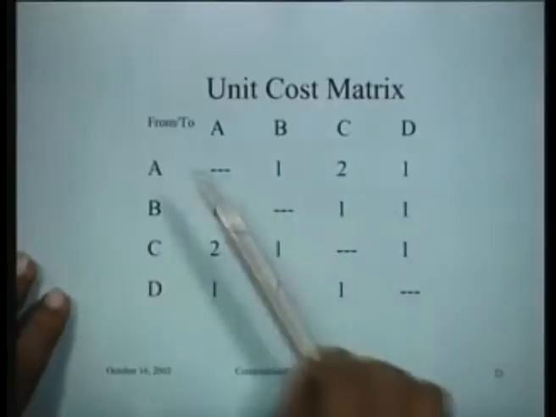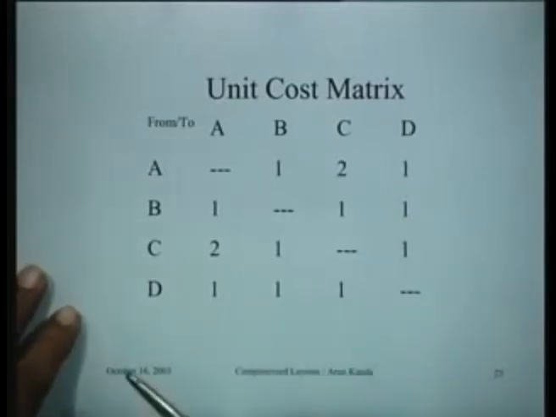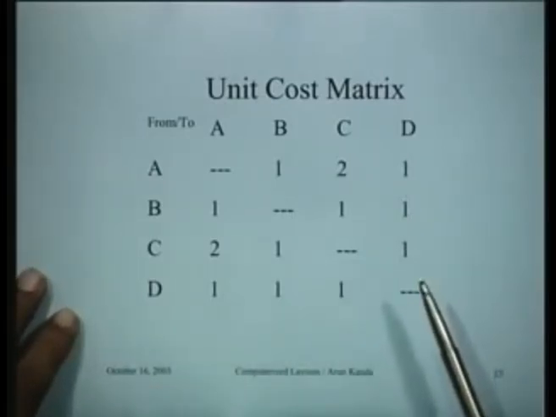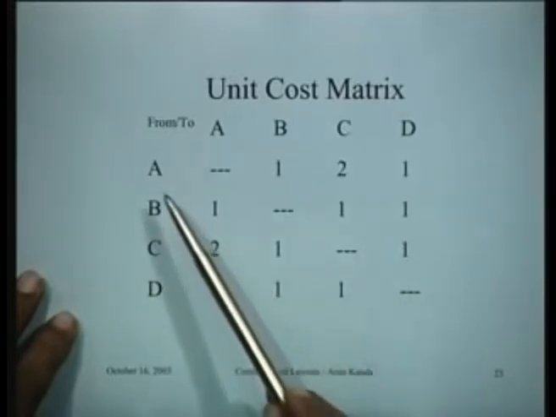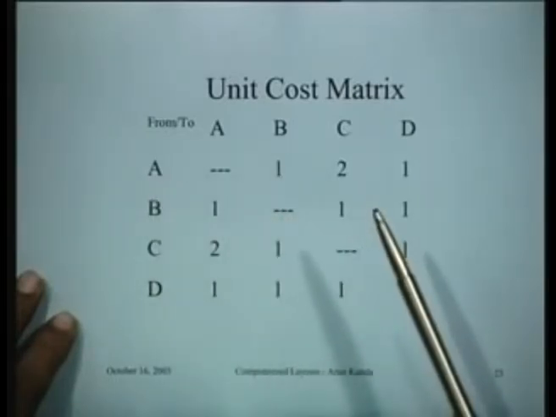So we construct this load matrix. The next thing we do is that we might have a unit cost matrix. A unit cost is nothing but the cost incurred in transporting between different pairs of departments.